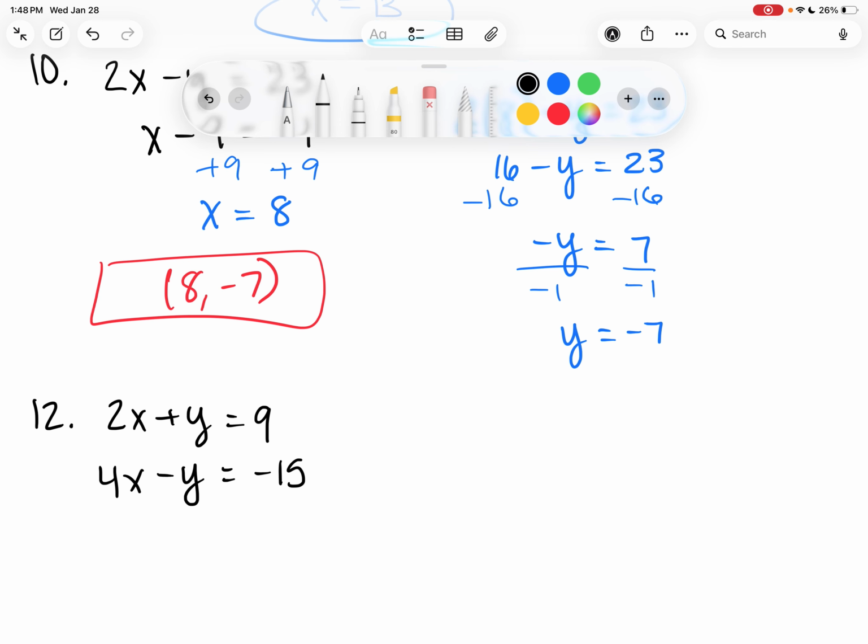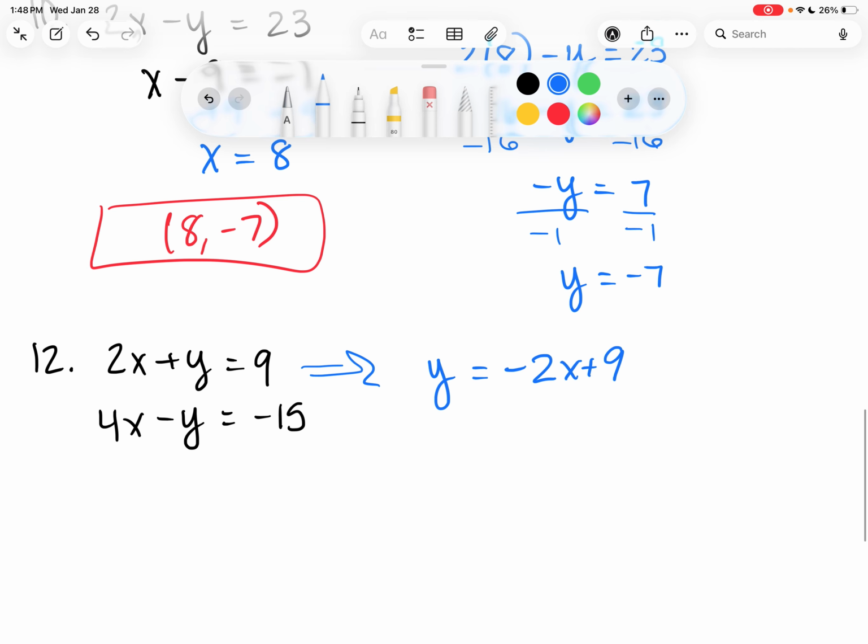So to get y by itself, I'm going to just do this over here. I'm going to subtract 2x, so we get y equals negative 2x plus 9. So now for y down here, I'm going to plug in negative 2x plus 9. So I have 4x minus, and then in parentheses, because I'm going to have to distribute the negative through, I have negative 2x plus 9 equals negative 15.